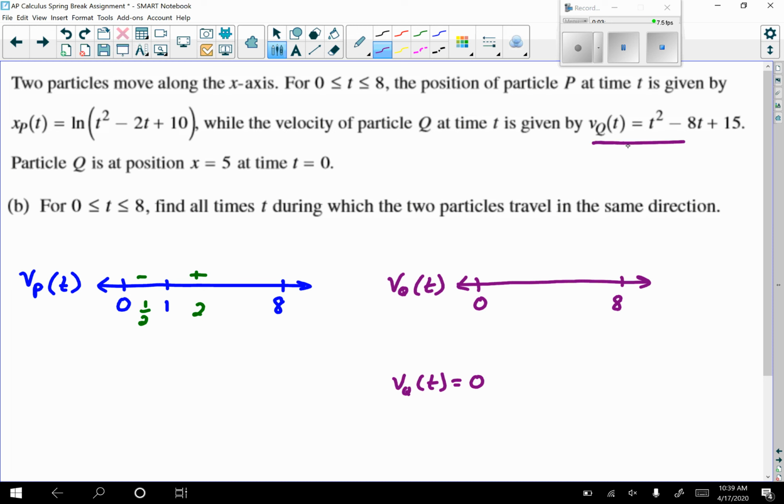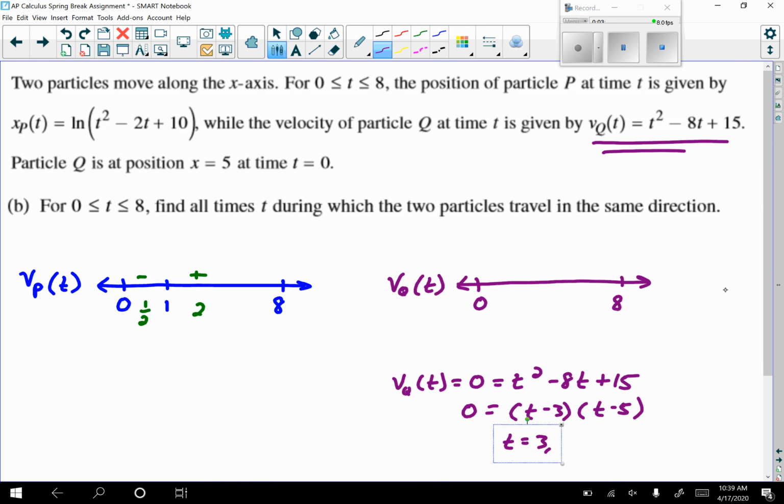It's already found for us here. So that is t squared minus 8t plus 15. This can be factored into a t minus 3 and a t minus 5. So the particle Q either changes direction or it's at rest at t equals 3 or t equals 5.